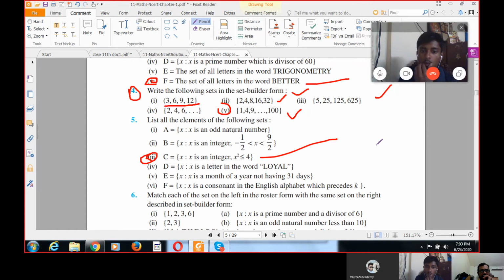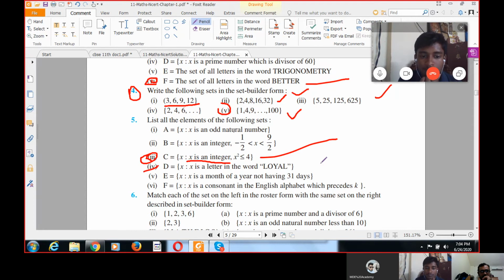1, 2. X is an integer. Oh, so you're telling 1, 2. Read the question very carefully. X is an integer, so minus 2, minus 1, 1, 2 also works. The answer is minus 2, minus 1, 1, 2. Are you clear? Yeah, sir. That's the answer. Do you understand? Yeah.